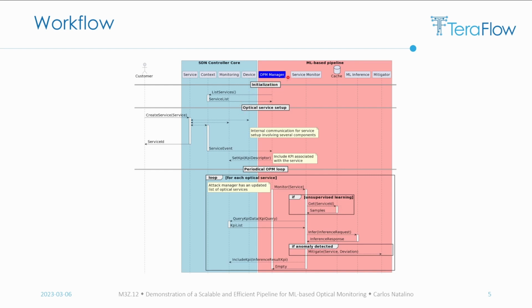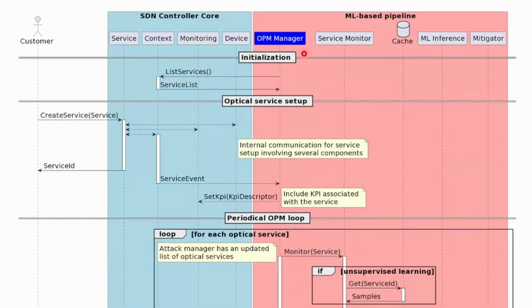So the OPM manager has a unique structure here because it is the only component here that does not scale in terms of replicas. However, in order to make this a reliable component, what we established was an initialization procedure that allows it to start at any point in the network operation.